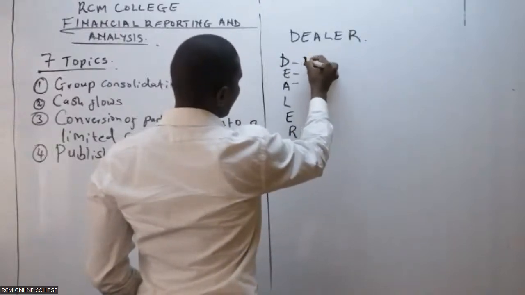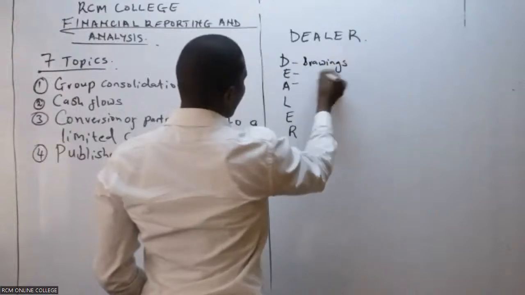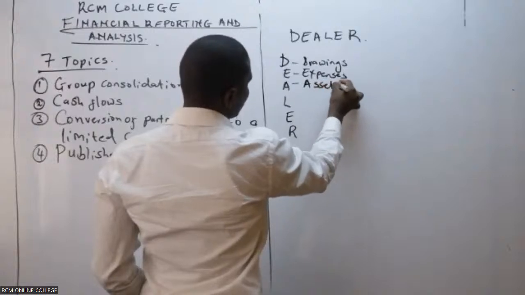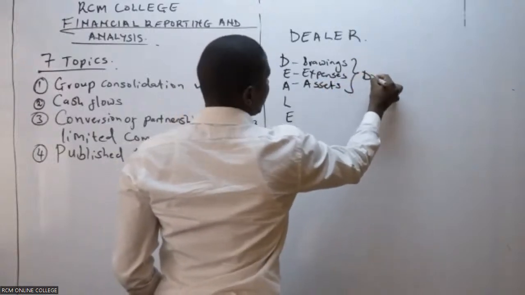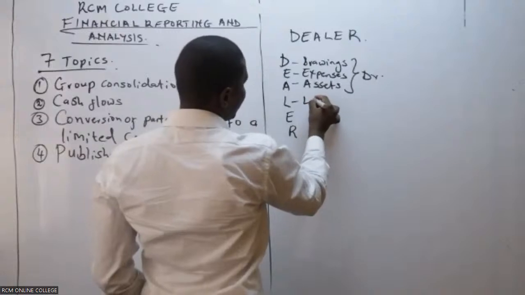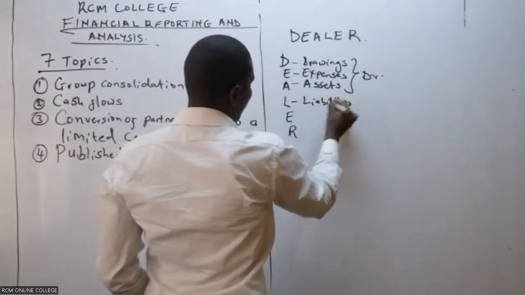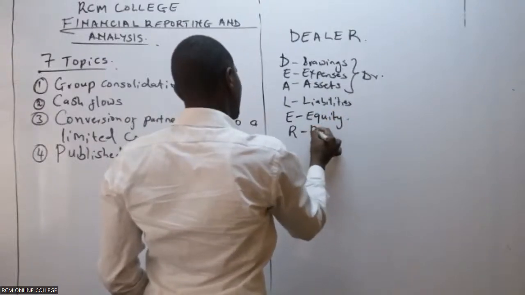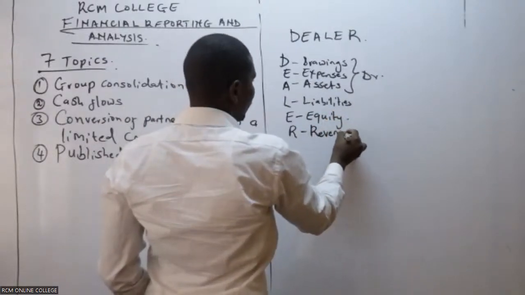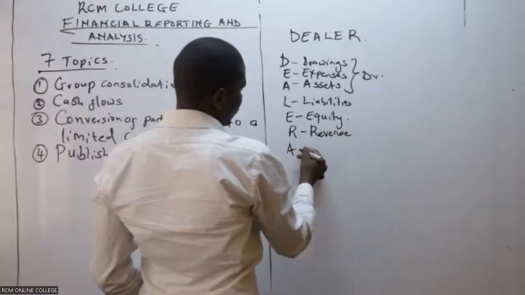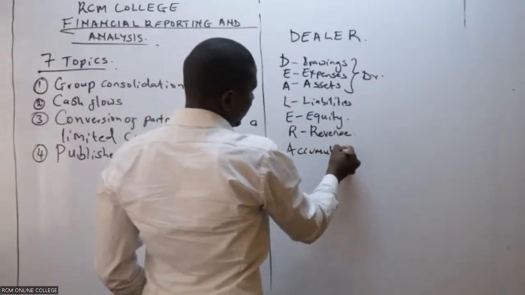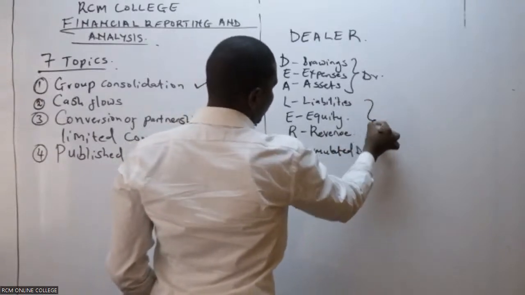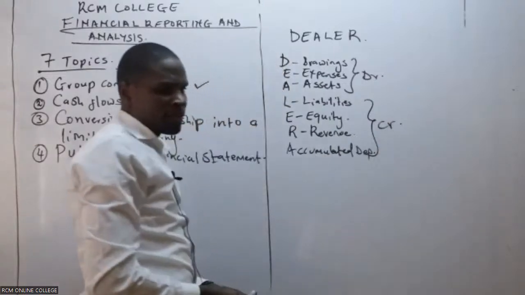So these are drawings, expenses. These are assets. All these have a debit balance. Liabilities. This is equity. You know the equity items, and this is revenue or sales. Sometimes I usually add for the students here accumulated depreciation. So all these have a credit balance.